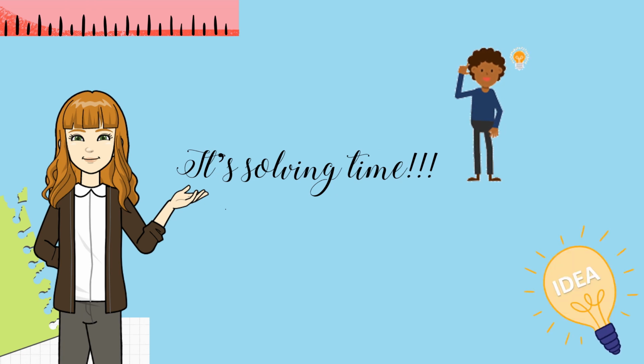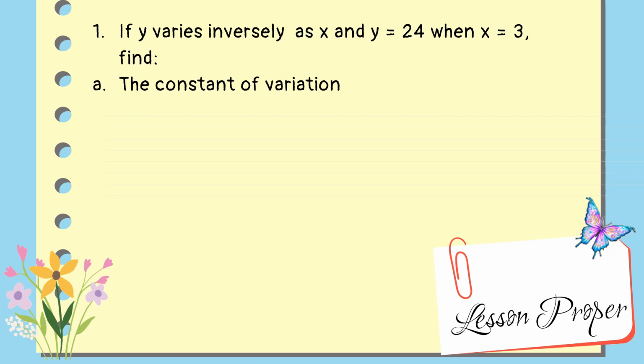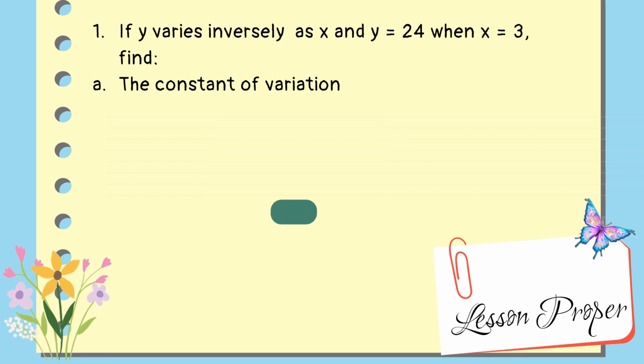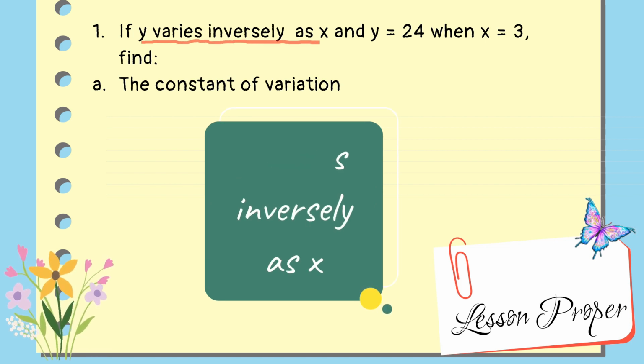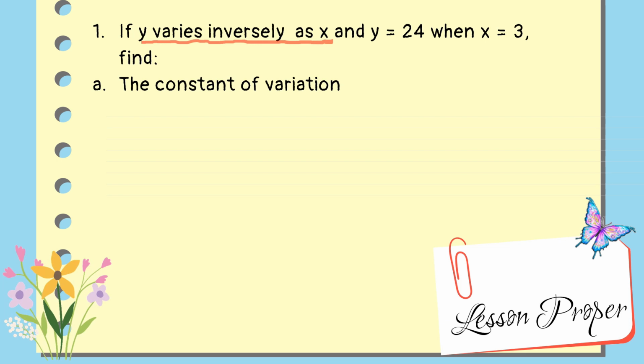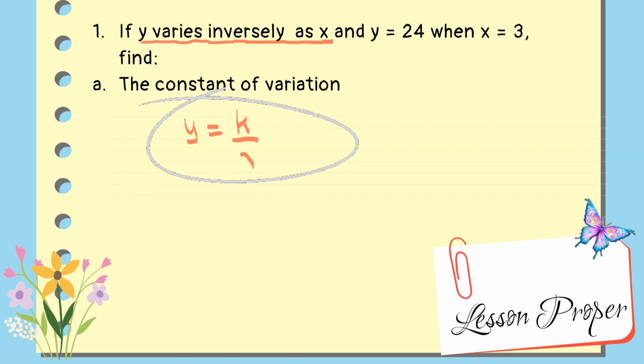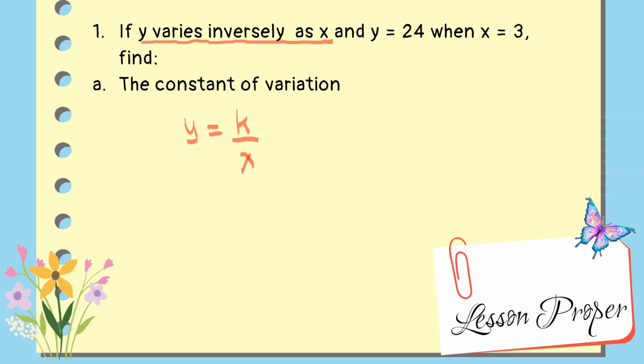Now let's try to solve some problems. If y varies inversely as x and y equals 24 when x equals 3, find the constant of variation. We have to translate first: y varies inversely as x is translated as y equals k over x. Next, we substitute the values into the given equation. When y is 24, we write 24 equals k over 3.